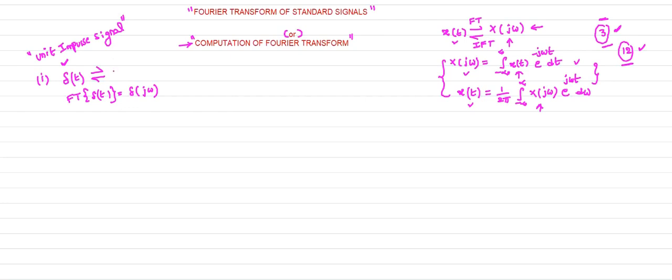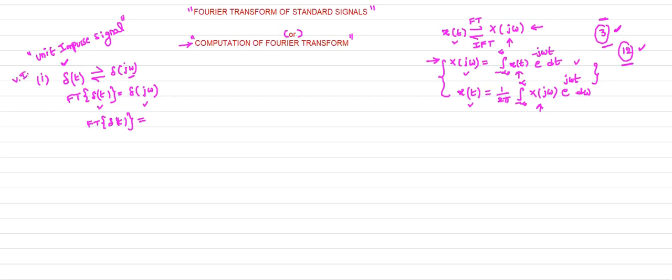The Fourier transform is a tool to convert the time domain signal into its frequency domain representation. So I want to find delta of j omega. How can we find out the delta of j omega? To find it out, you just use the Fourier transform formula on the time domain signal delta of t. This is very important.